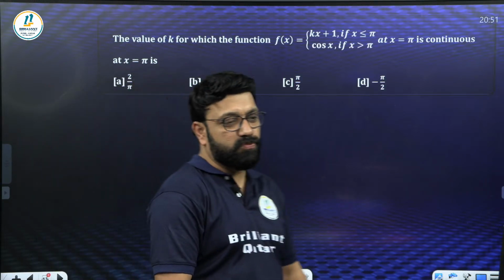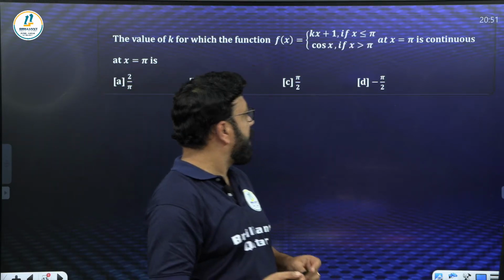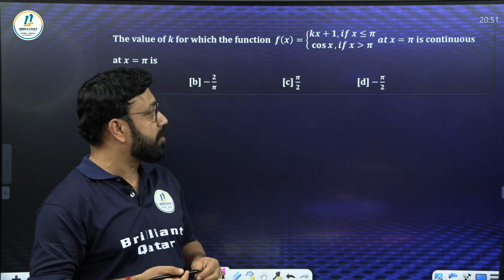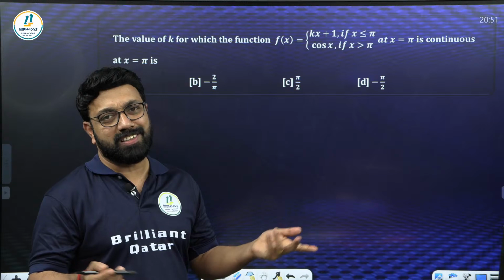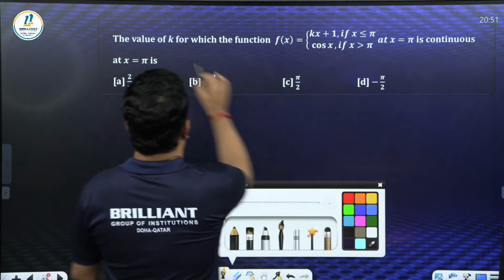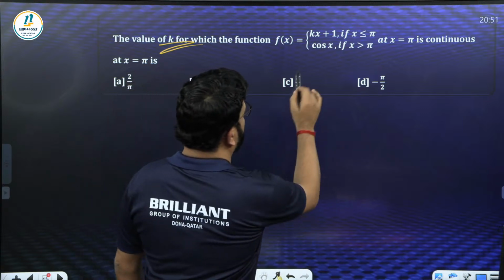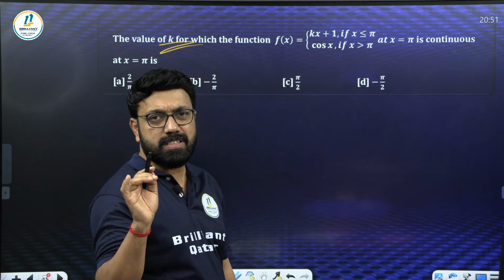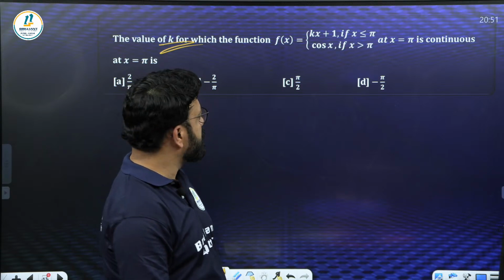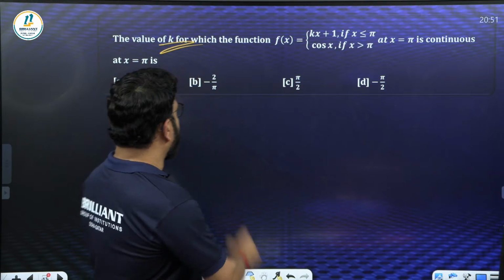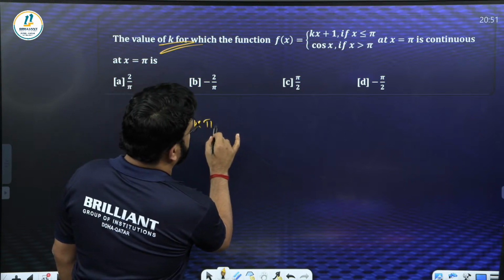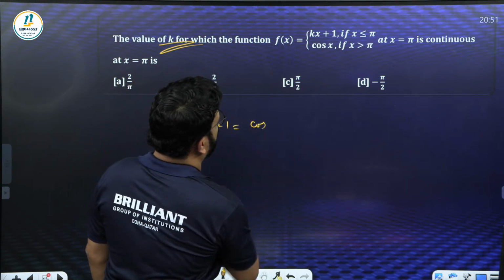The value of f of x equals kx plus 1 if x is less than or equal to pi, cos x if x is more than pi, at x equal to pi is continuous. You know how to check that. Find the value of k. Very easy, direct question. No need for the detailed steps. Directly check the short way: LHL equals RHL. What is LHL? x less than pi. LHL equals k times pi plus 1, equal to the cos of the RHL.